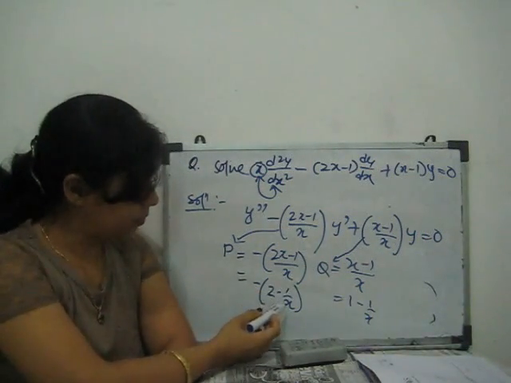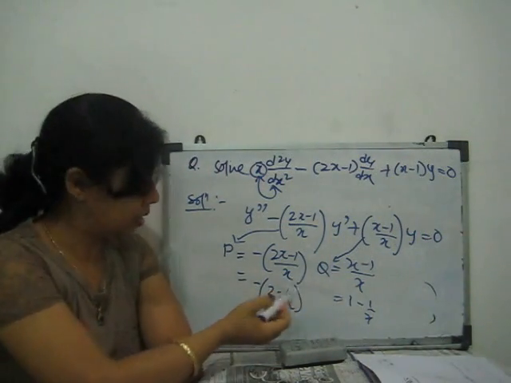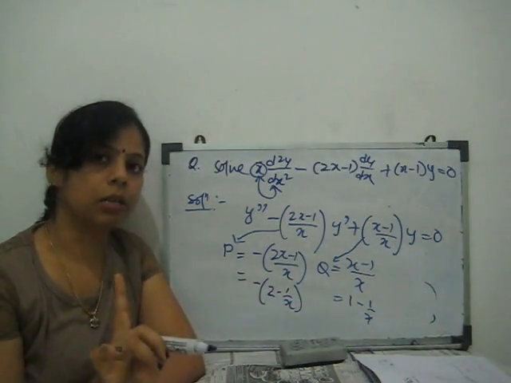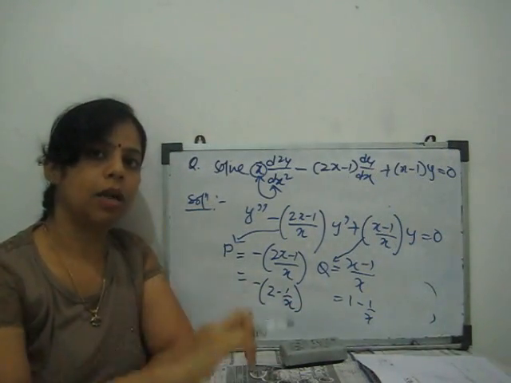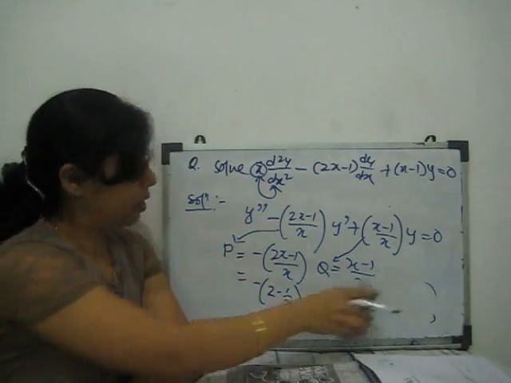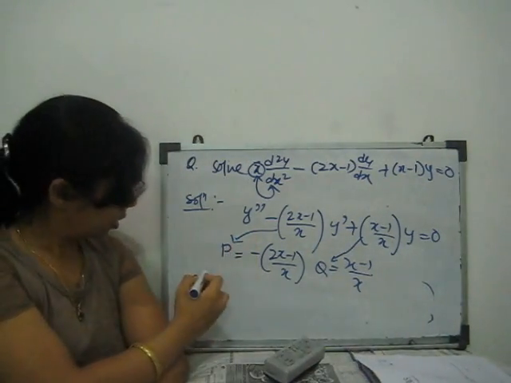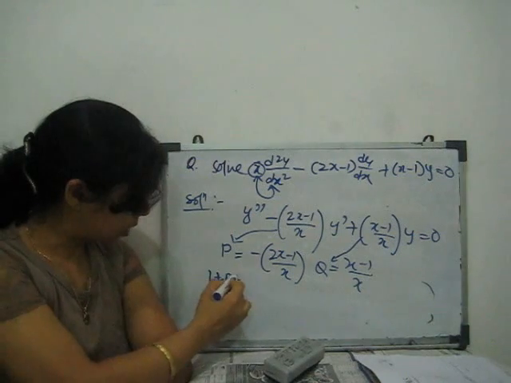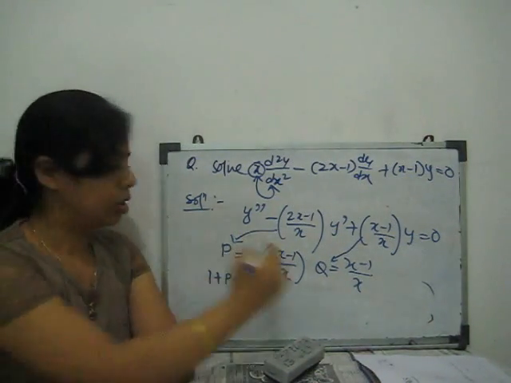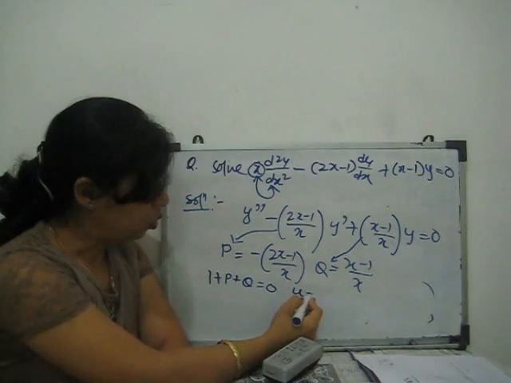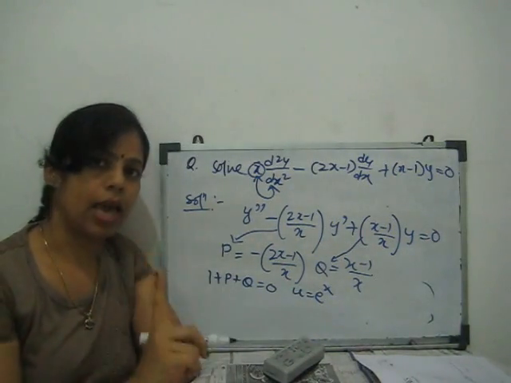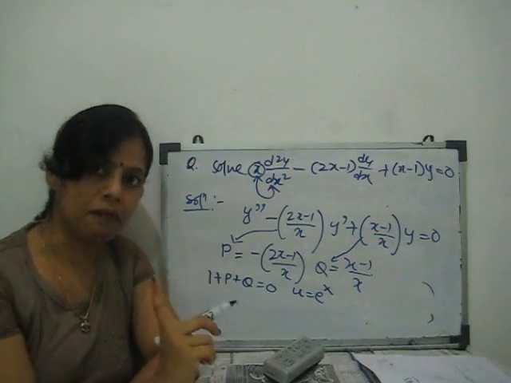So 1 by x and 1 by x, one is plus and one is minus, so they cancel. This is minus 2, this is plus 1, so minus 1 is remaining. If we put 1 plus p plus q, then minus 1 plus 1 cancel out. So definitely this question satisfies 1 plus p plus q equal to 0. You check it. If this is 0, then we can say our u is e to the power mx. m is 1, so e to the power 1x.